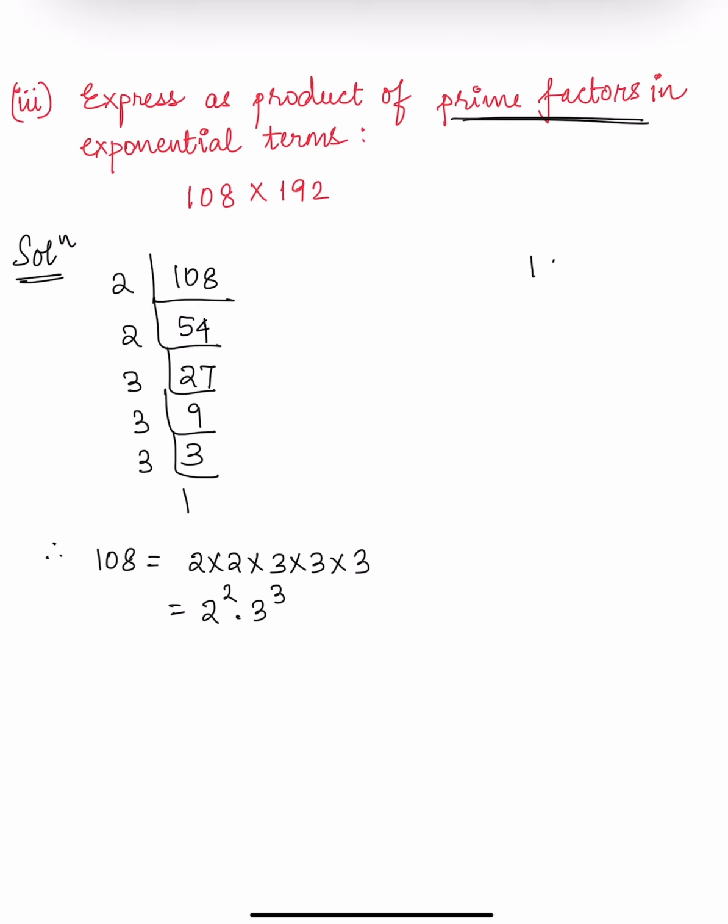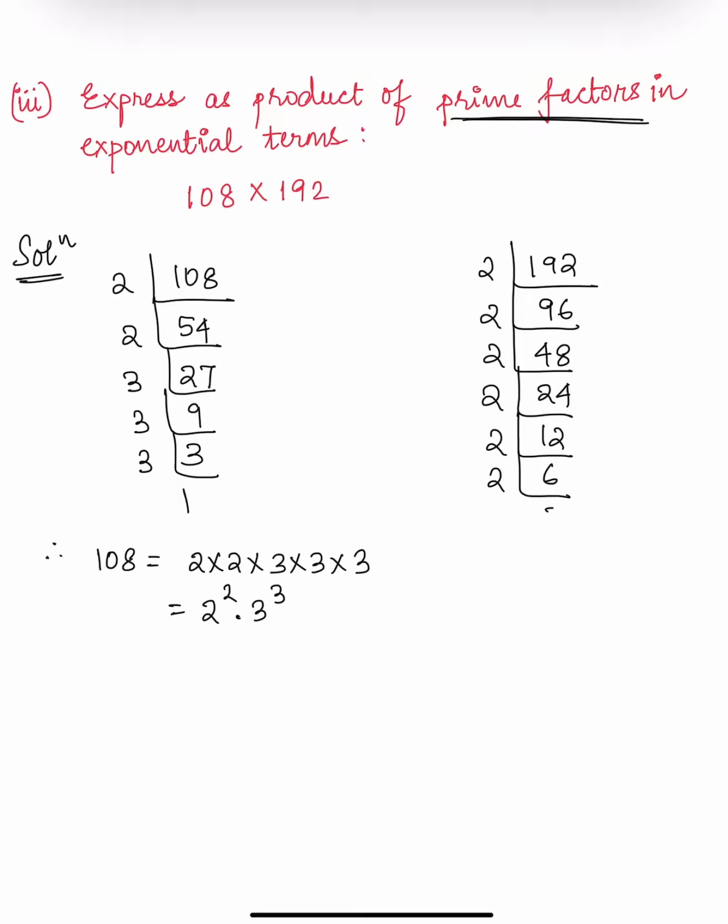Right? Now 192. So 2s are 96. 2s are 48. 2s are 24. 2s are 12. 2s are 6. 2s are 3. 1. So therefore 192 equal to 2 into 2 into 2 into 2 into 2 into 2 into 3. That is 2 to the power 6 into 3.